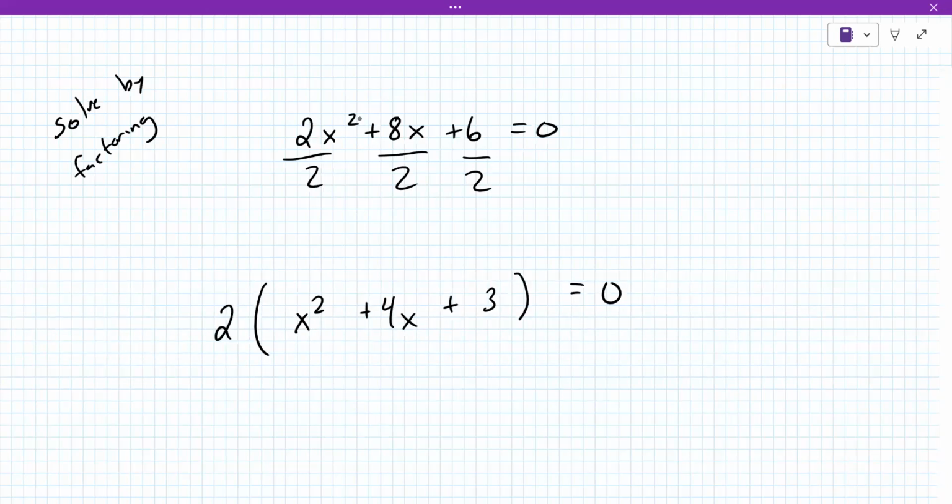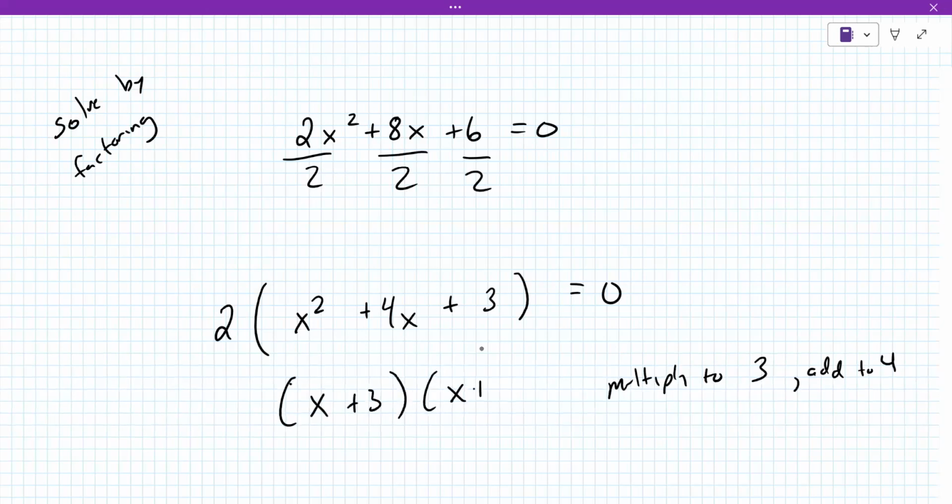Now from here, this is a certain type of factoring. And that factoring is you're looking for two numbers that multiply to 3, but they also have to add to 4. Multiply to 3, but add to 4. Any idea what those two numbers might be? 3 times 1. Yes. So this becomes x plus 3, x plus 1 equals 0. And you still have the 2 on the outside there. Got it.